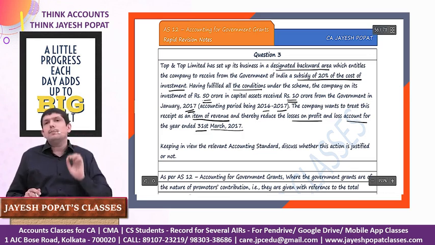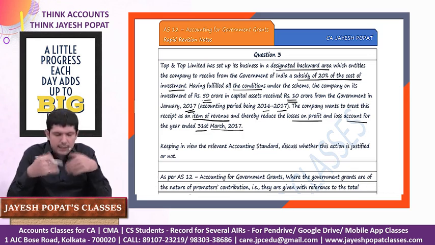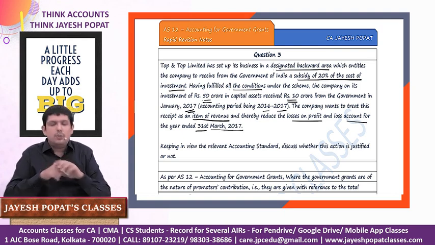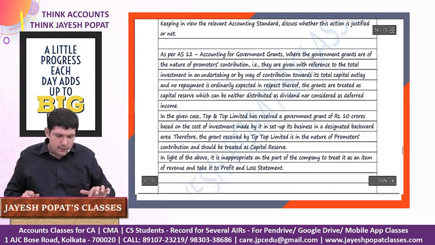Is this treatment correct? Obviously no, because this grant is in the nature of promoter's contribution, which is being given based on the total outlay or investment in the undertaking. So it should be treated as in the nature of promoter's contribution and it should be credited to the capital reserve. It should not go to the income. So this is what we have stated here.